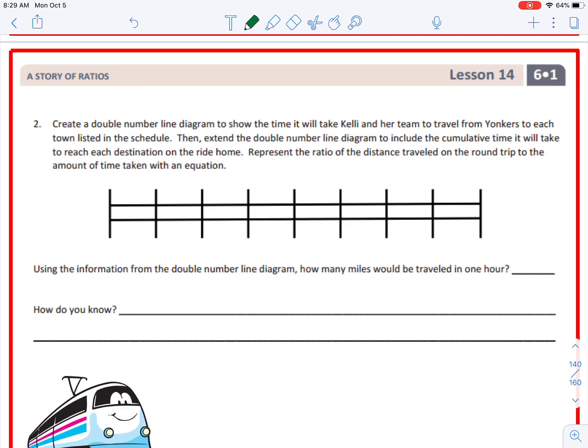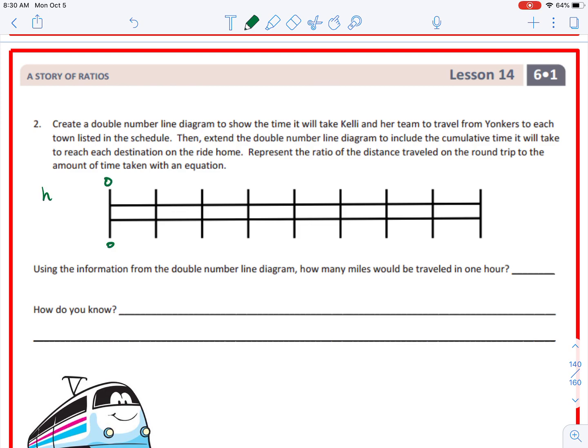It says create a double number line diagram to show the time it will take Kelly and her team to travel from Yonkers to each town listed in the schedule. Then extend the number line diagram to include the cumulative time it will take to reach each destination on the ride home. Represent the ratio of the distance traveled on the round trip to the amount of time taken with an equation. So we're going to start at 0.